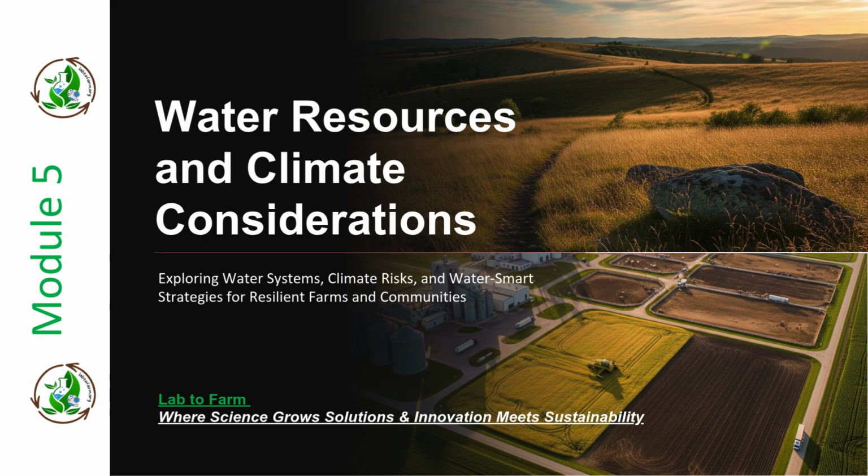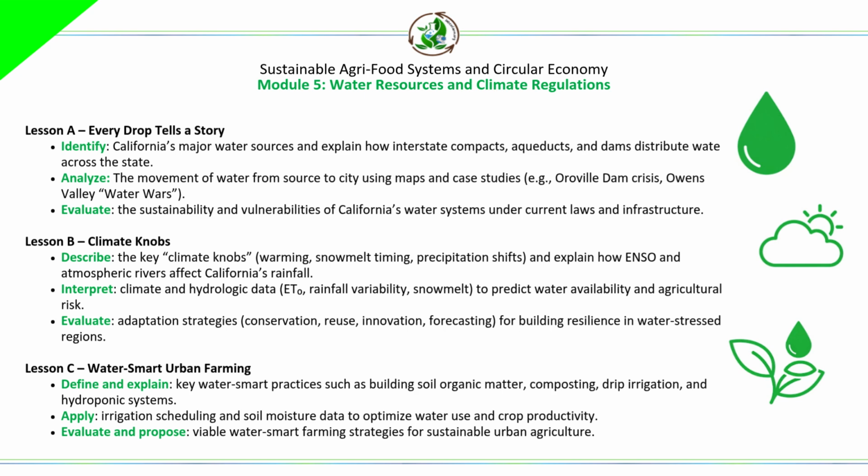Now that we've introduced Module 5, let's dive into sustainable agri-food systems and the circular economy. We'll cover 3 lessons, each focused on understanding how water and climate shape urban farming in California. Lesson A. Every drop tells a story. First, we'll focus on California's major water sources. Remember the Colorado River, the State Water Project, and the Santa Ana River. These are the lifelines for our farms and cities.